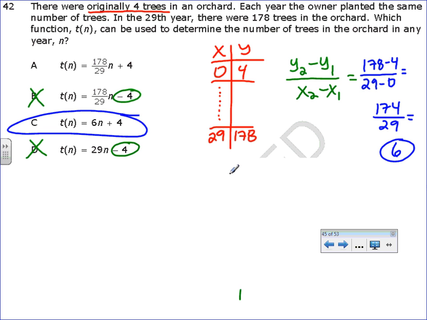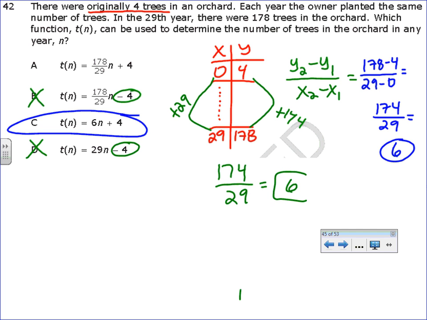If you forgot your slope formula, you could use the same process. How did you get from 4 to 178? You added 174. How did you get from 0 to 29? You added 29. 174 divided by 29 is 6. This is just another way of using the slope formula, but most people forget that's what they're doing.